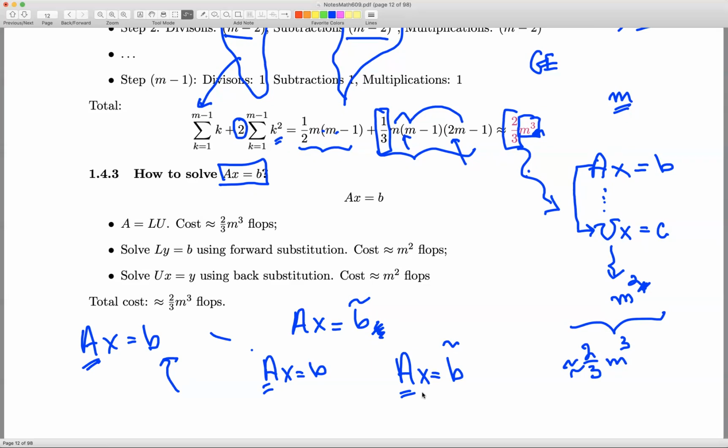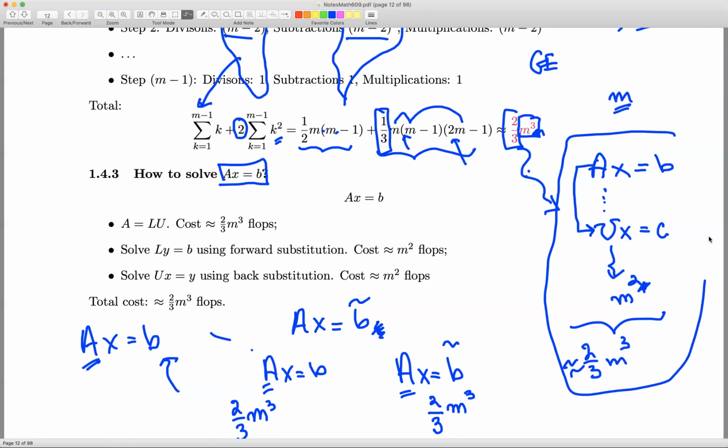If you decide every time when the B comes to solve the problem, every time that you do that, you will have to do 2/3 m to the third operations. Then the new B comes, then you have to do 2/3 m to the power 3 operations, and so on. Every time B arrives, you have to do that many operations, because as we discussed, solving the system using Gauss elimination is that costly.